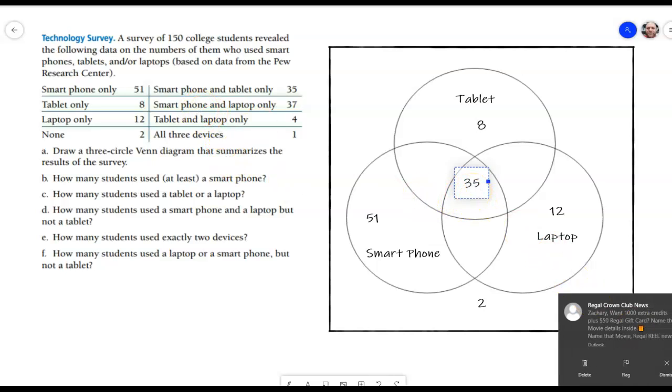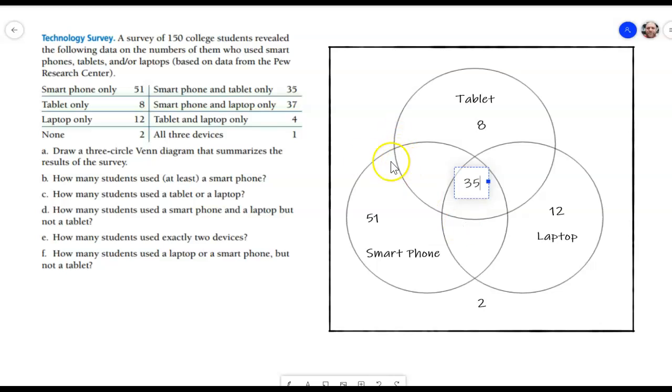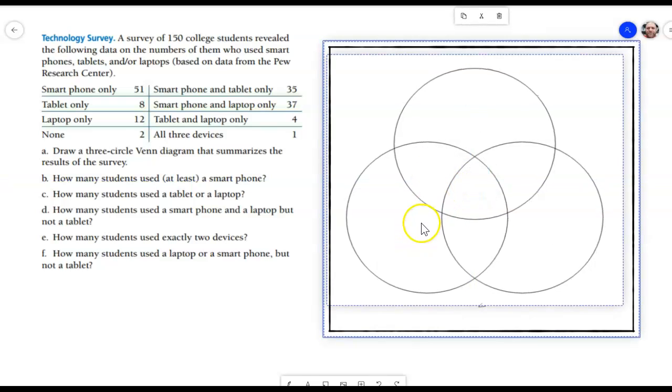But let's get rid of that. But let's notice something here, right? We have smartphone and a tablet, 34. Uh-oh, what did I just do?